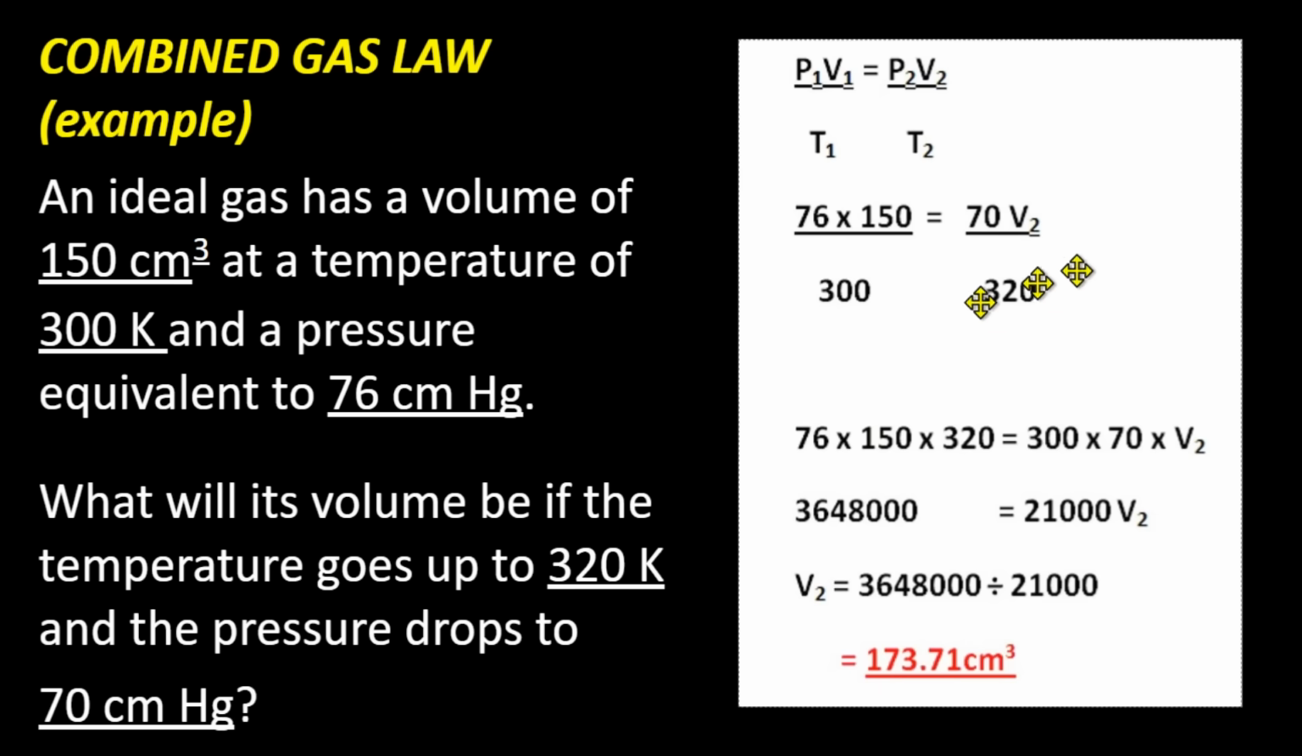What we're going to do now is we're going to cross multiply. We're going to say 76 times 150 times 320, which we're seeing here, is equal to 300 times 70 times V2, which is what you're seeing here. When you work it out, in the end, you are going to get this answer here. V2 is going to be 173.71 centimeters cubed. Feel free to try it yourself.